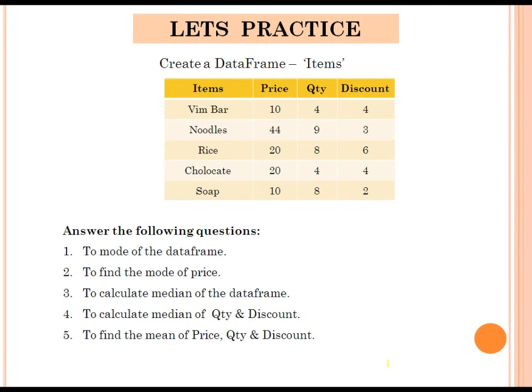So next is the most important part. After doing all the 3 statistical methods, let's practice. So you have to create this data frame items. I think it is already created. Update it and use it likewise. The data frame has 4 columns: items, price, quantity, and discount. You have to find the mode of a particular column, price.